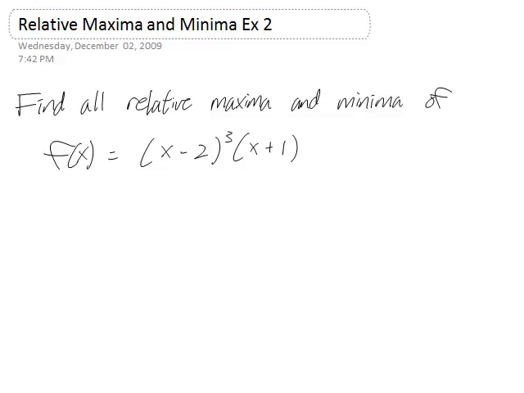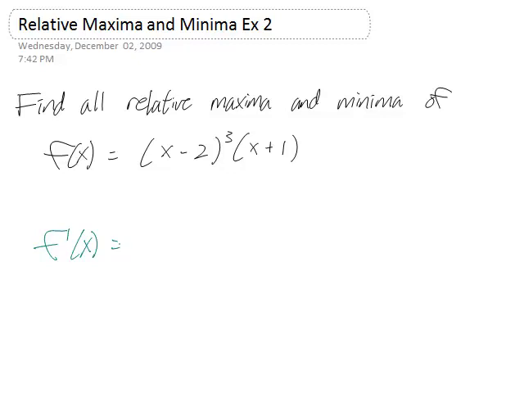We want to find the relative maxima and minima of this function, (x − 2)³ times (x + 1). To find relative maxima and minima, the first thing you need to do is find all the critical points, and then analyze them using the first derivative test to see whether each critical point is a max, a min, or, well, not at all. So to find the critical points, we have to take the derivative.